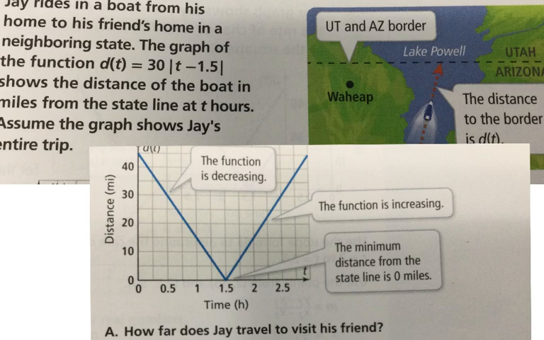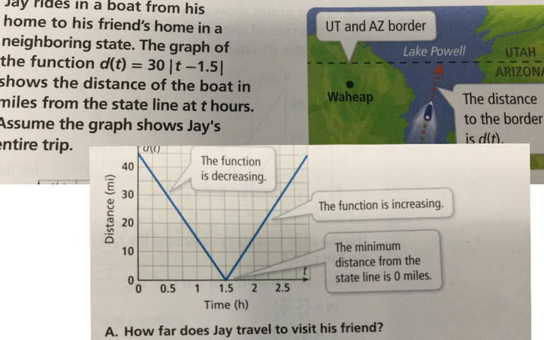It shows here the function is decreasing up until this point, and then it starts increasing. And his minimum distance from the state line is 0 miles. Distance from the state line. So the question is, how far did Jay travel to visit his friend? So remember, this is kind of a weird way to look at it. This is a function showing how far away he is from the state line.